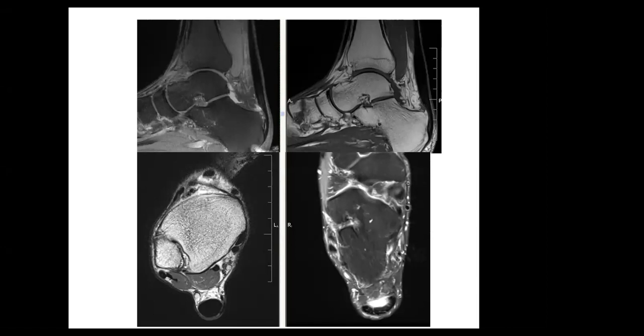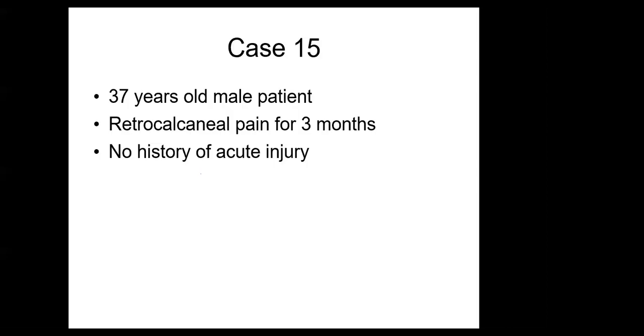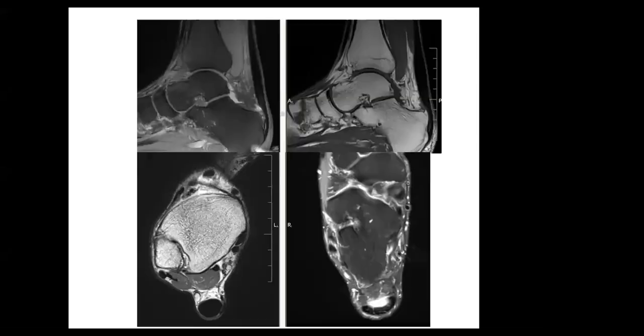Are you finished with the case or you still looking at it? Yes, finished. Okay, so history of retrocalcaneal pain, no history of acute injury. Yes, you are absolutely right, there is Achilles tendon thickening. Which plane is the most useful plane for Achilles tendon thickening? Axial. Yeah, axial plane is the best sequence for Achilles tendinosis.